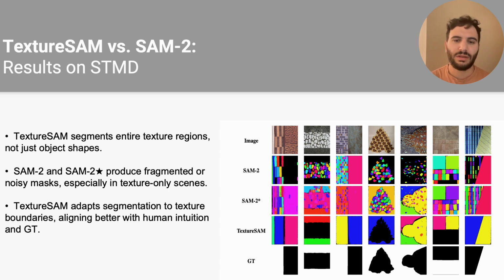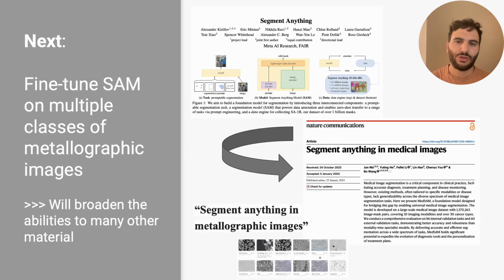It's not just segmenting shapes, it's learning to understand and follow texture changes, which is critical for domains like metallography or material science. Building on the texture-focused fine-tuning from 8020K, the next step is to apply SAM to real metallographic images across multiple material classes. This will allow the model to learn the unique texture patterns found in metallography, beyond semantic segmentation. Fine-tuning on diverse metallographic datasets will broaden SAM's ability to generalize across different microstructures, bringing us closer to segment anything in metallographic images.